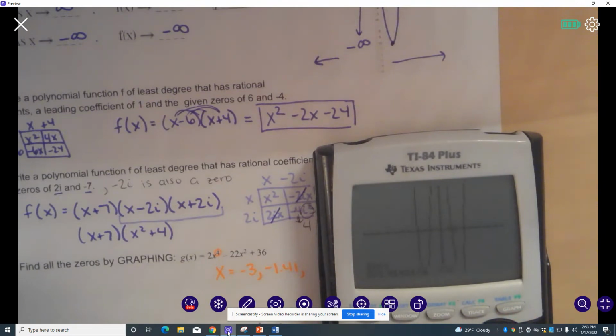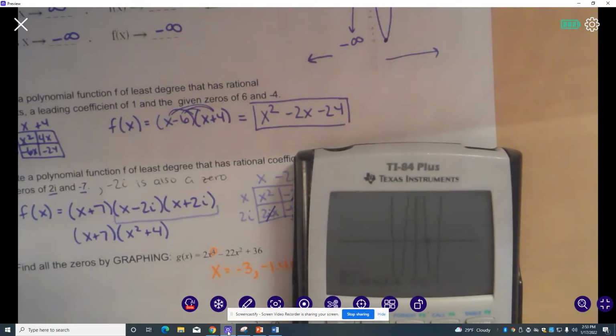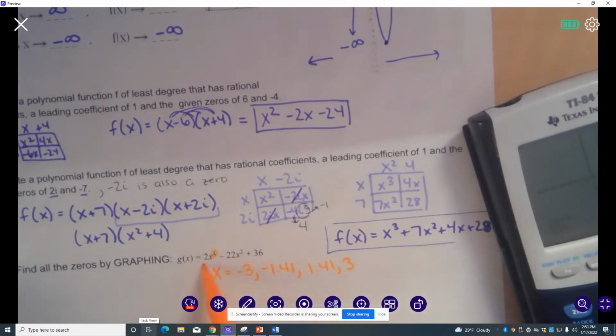My other one is at +1.41. And then my other one should be at +3, but it's always good, if you're not sure, to take a little bit of extra time and check, which is at 3. And that's all it asked me for, were the zeros.